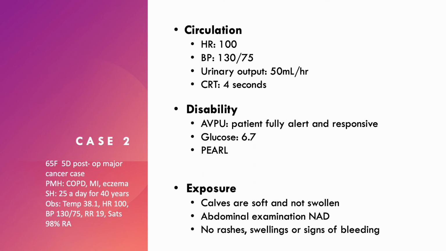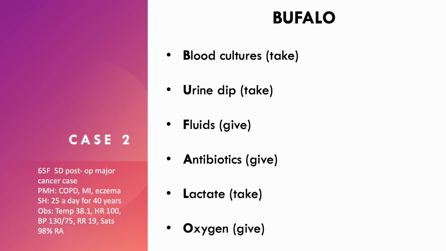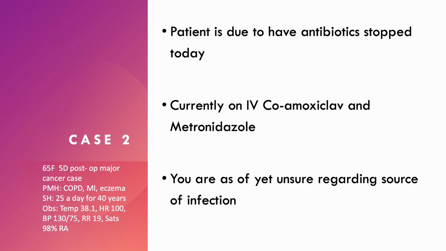So interventions for circulation, you're going to want to get some bloods, you want to get an ECG because the patient's tachycardic, you may want to consider giving this patient some fluids as well. But what are we going to do next? We're going to do the sepsis 6. So as before, we've got BUFALO, so we have the blood cultures, the urine dip, the fluids, antibiotics, lactate and oxygen. So that's what you do.